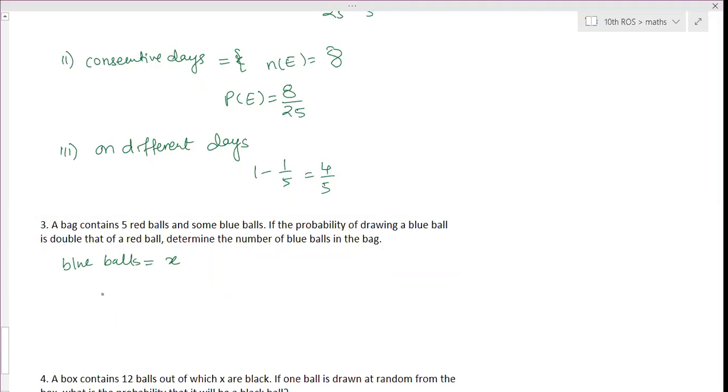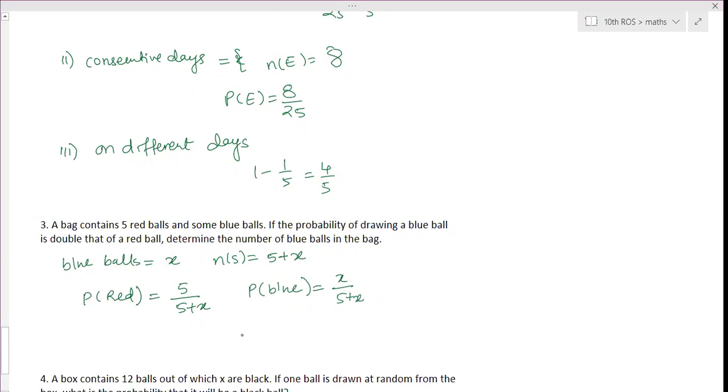The probability of blue is double the probability of red. What is the total number? Total number of outcomes is 5 plus X. So what is the probability of red ball? 5 by 5 plus X. And probability of blue ball? 1 minus 5 by 5 plus X, which is X by 5 plus X.